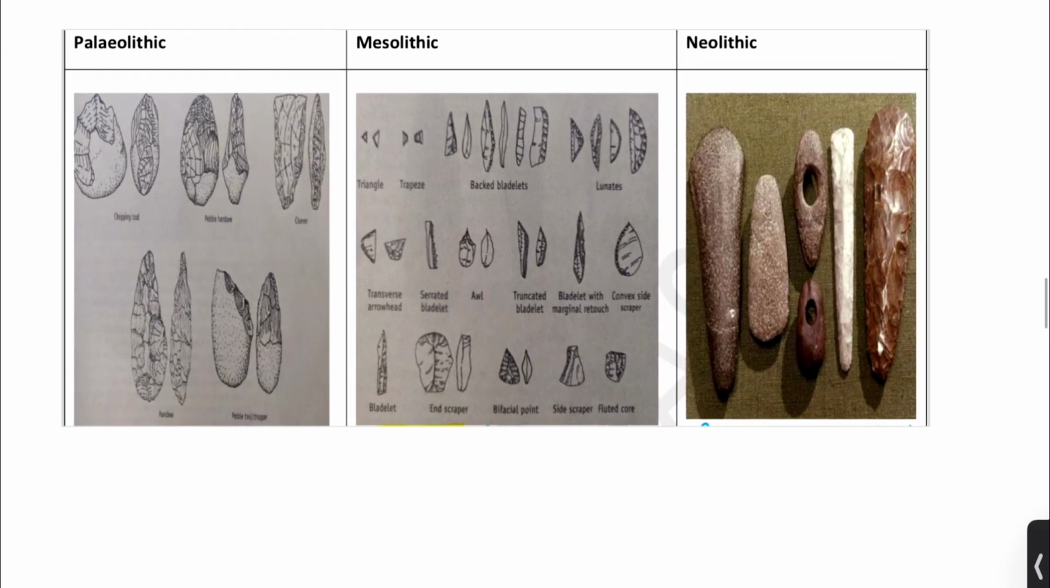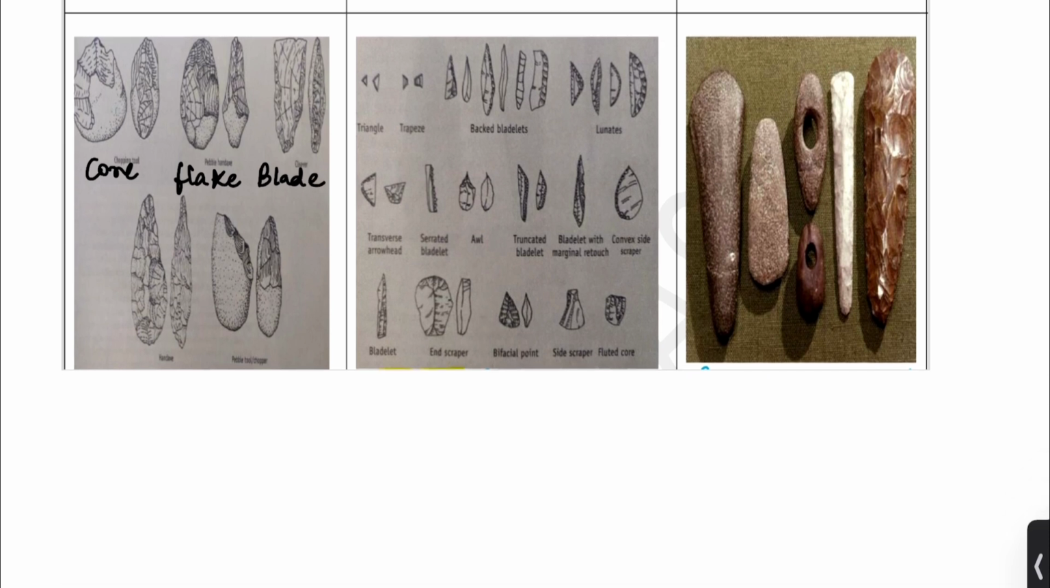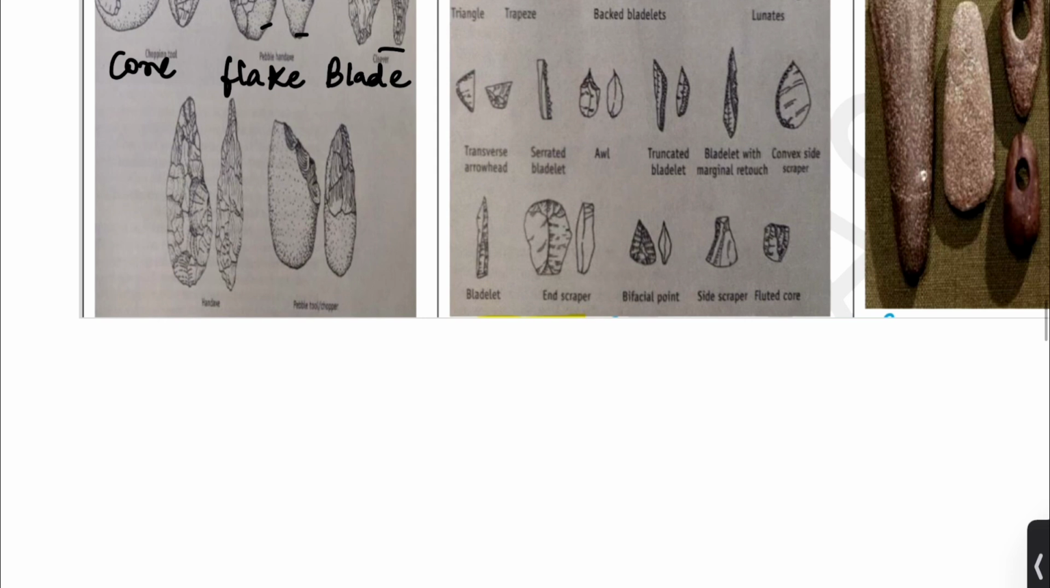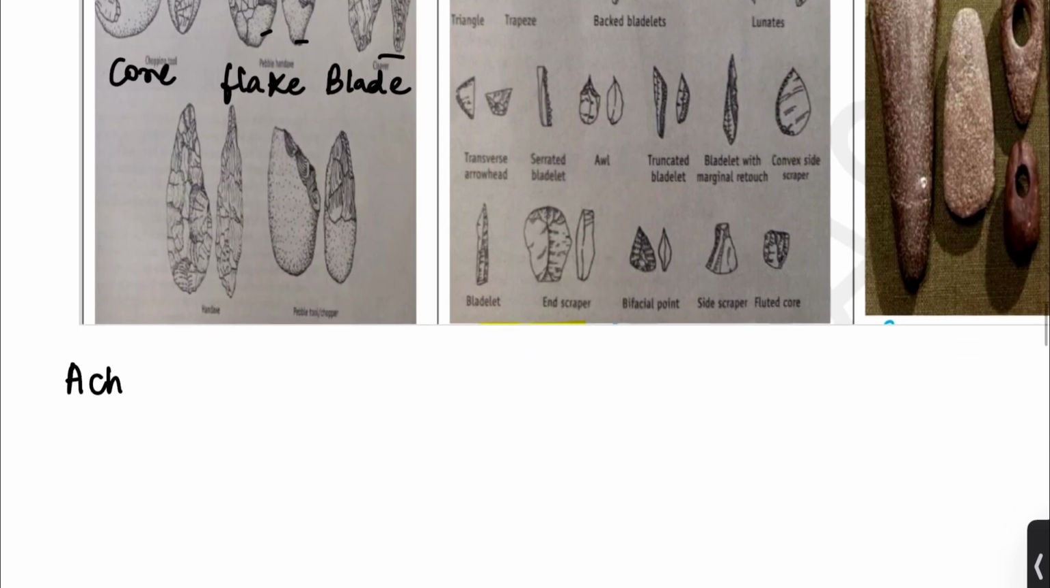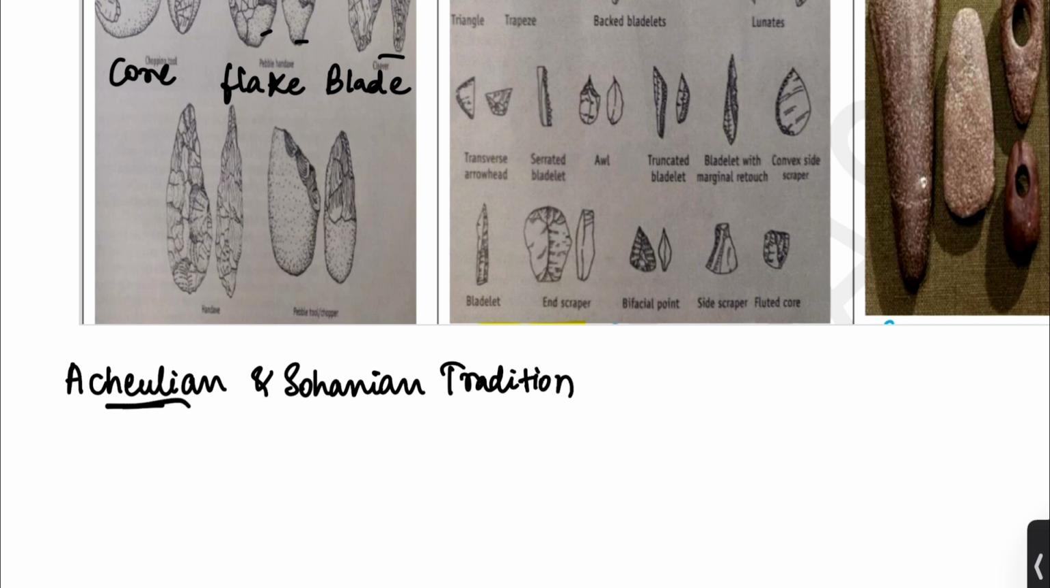If we see the stone tool classification, here we see core and flake and blades here. The stone tools become thinner here, see. And this hand axes and chopper, it is said that in the Paleolithic age we see Acheulean and Sogdian tradition. That is, Acheulean means hand axe and Sogdian means choppers, etc.